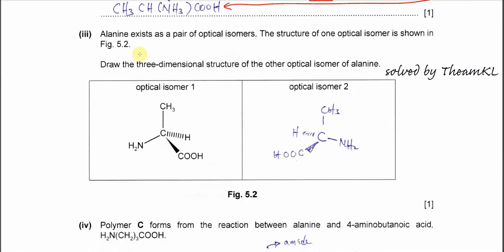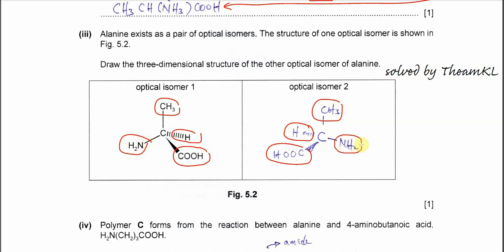Part 3. Alanine exists as a pair of optical isomers. The structure of one optical isomer is shown in this figure 5.2. Draw the other optical isomer of this alanine. So very easy, you just follow this isomer one, draw its mirror image, make sure these positions are followed. Okay, this one COOH in front and this one same, and this hydrogen at the back, so this one also at the back. So this CH3 follows this position, and this NH2 also follows this position on the right.